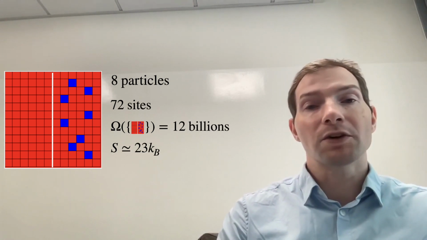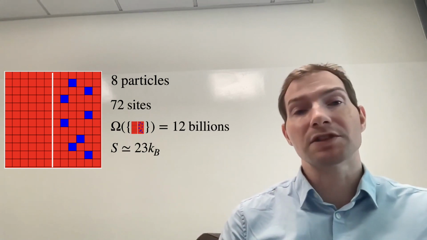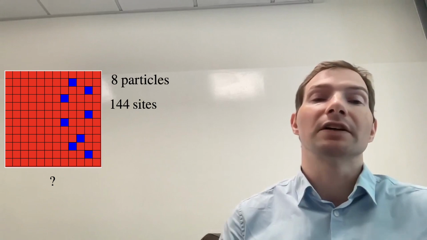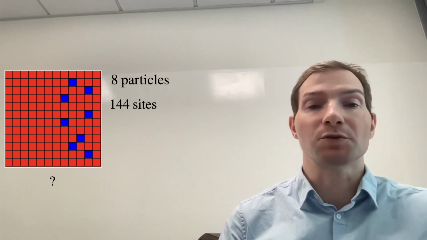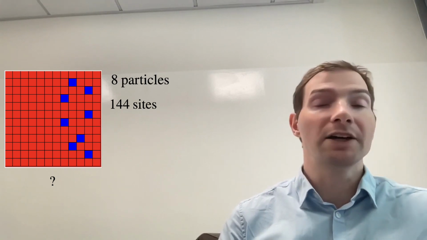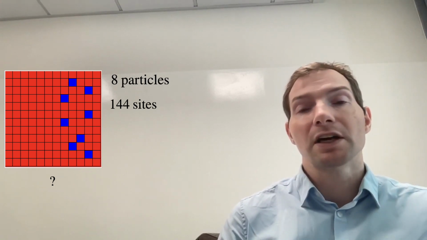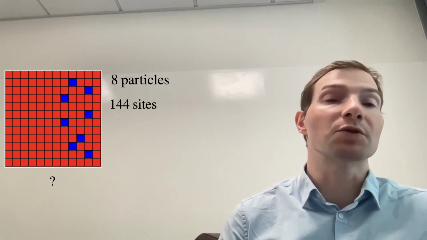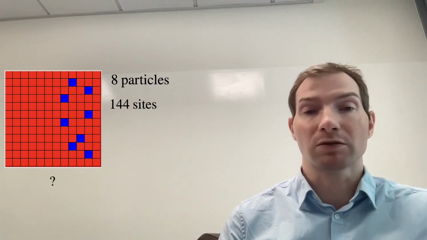Now, what you can ask yourself is, what happens if you remove the barrier that was preventing these particles from moving? In this particular case, you are going to have 8 particles, still the same ones, but then you've got 144 sites that are available.